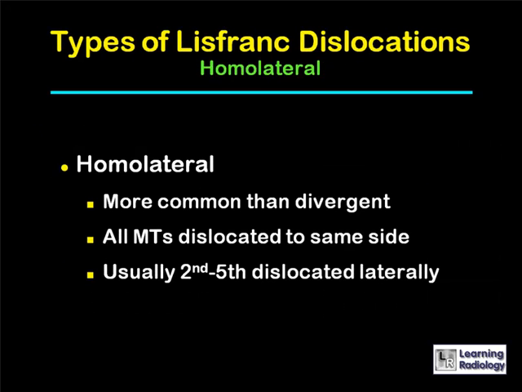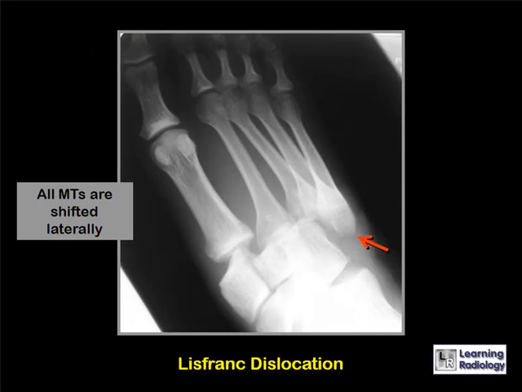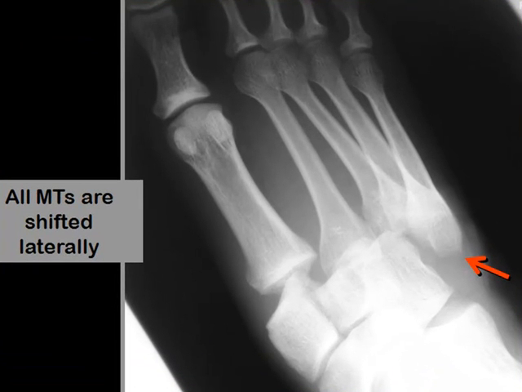There are two basic types of Lisfranc dislocations. The homolateral variety is more common than the divergent variety. In the homolateral type, all of the metatarsals are dislocated to the same side, and usually it's the second through the fifth metatarsals that are dislocated laterally. This is an example of a homolateral Lisfranc dislocation. In this case, not only are the second through fifth metatarsals dislocated laterally, but the first metatarsal is also dislocated.